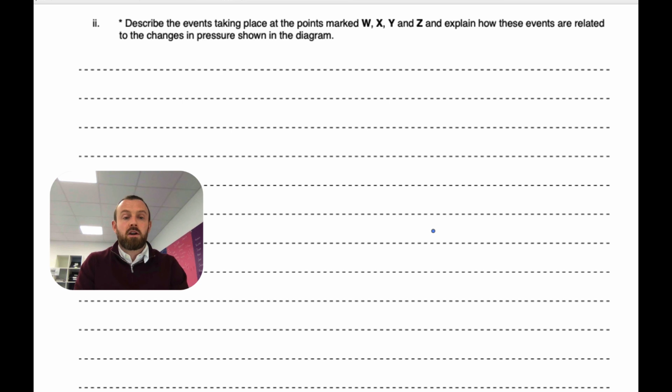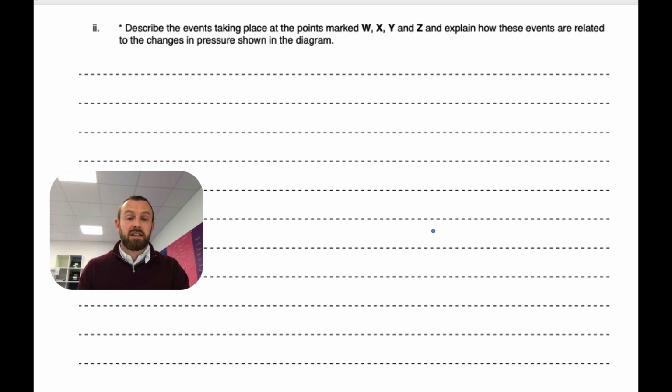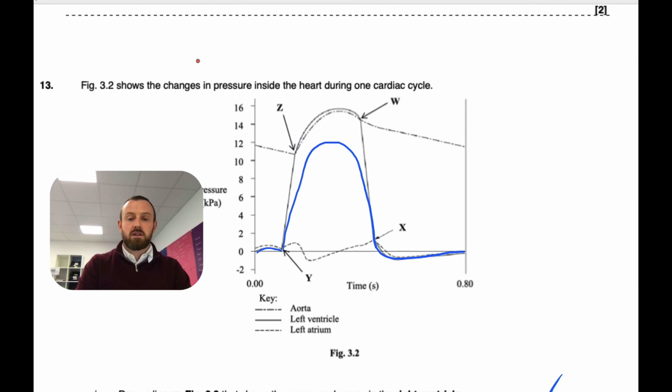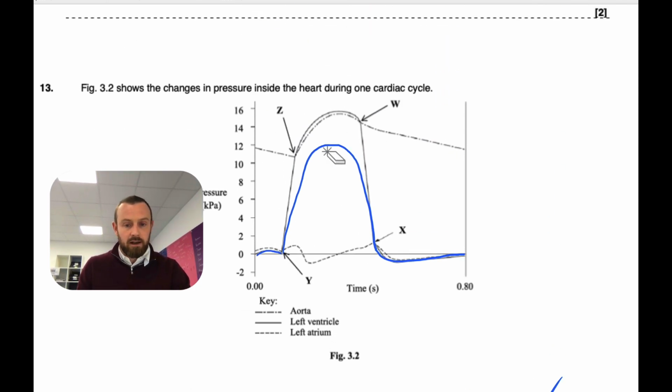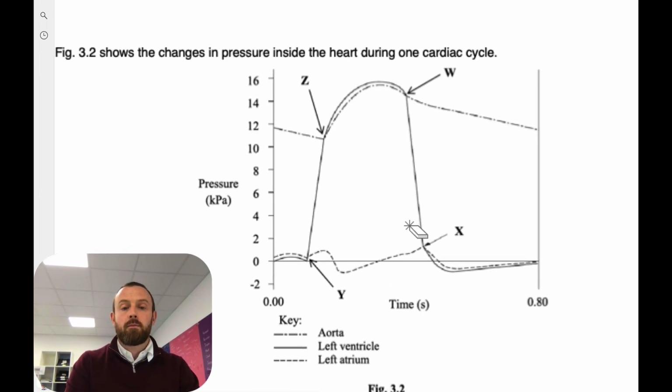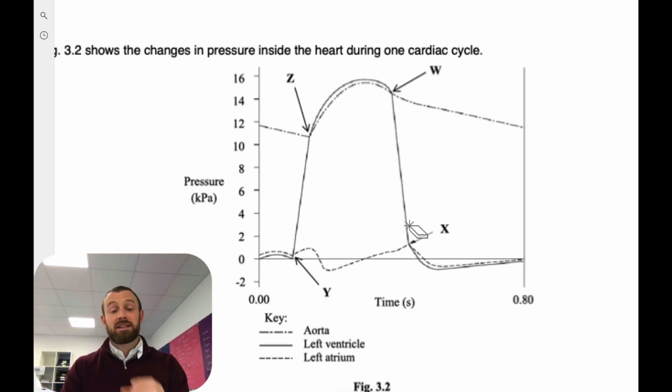So the next question was a 6-marker, and it says, describe the events taking place at the points marked W, X, Y, and Z, and explain how these events are related to changes in pressure. This was a bit of a tricky question. I'm just going to get rid of this line now, so I can go through it clearly, because you needed to talk about what was happening to the heart muscle. Is it contracting? Is it relaxing? What phase are we at? We also needed to talk about the valves. Are they opening or closing? And the biggest thing was pressure in relative terms.